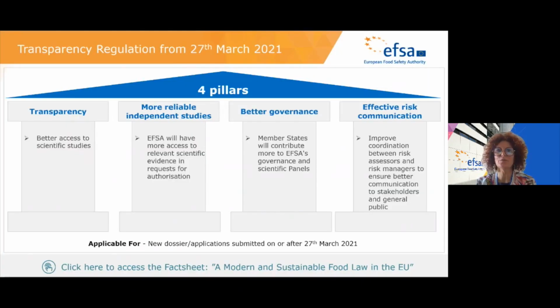In the next slide, we have the basis for the life cycle of an application, and the change that we are going to present to you today is the transparency regulation that took place on the 27th of March 2021, based on four pillars that we will not detail today, but just remind: transparency, all the steps that have been done to give more transparency during the process, reliable independent studies, better governance, and effective risk communication. So the transparency regulation applies to new dossiers and applications that are submitted on or after the 27th of March.